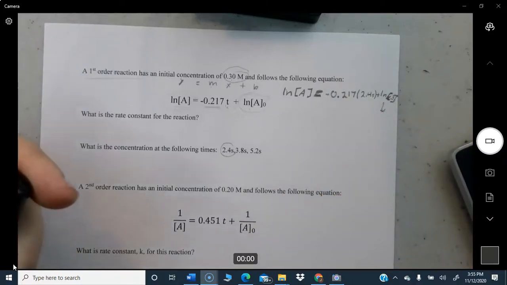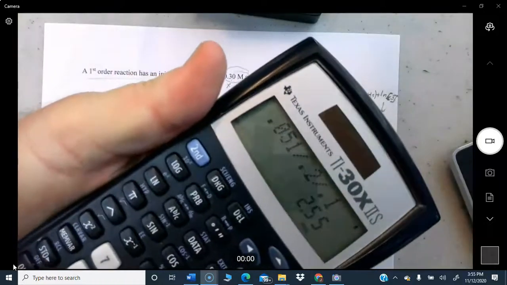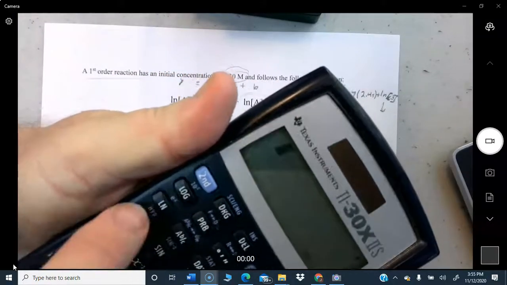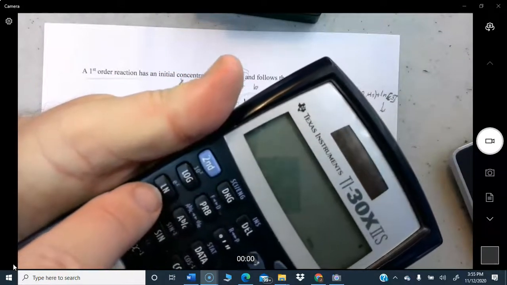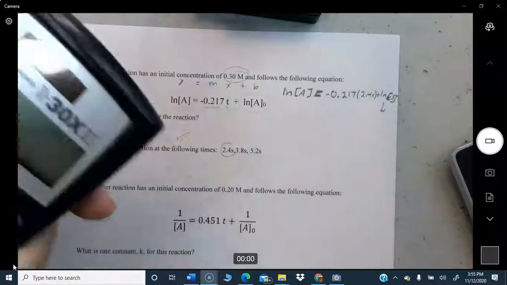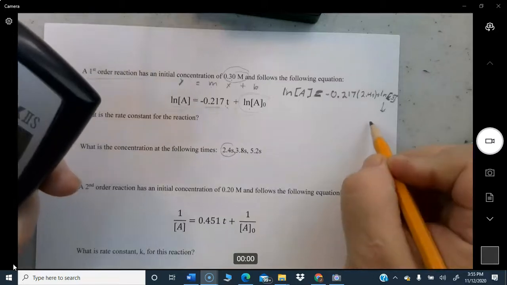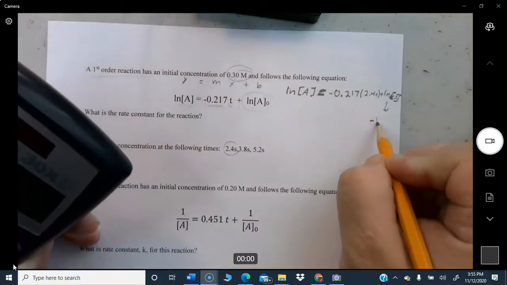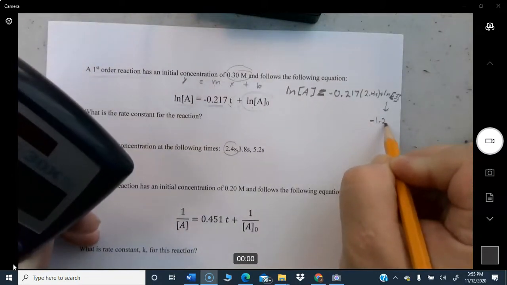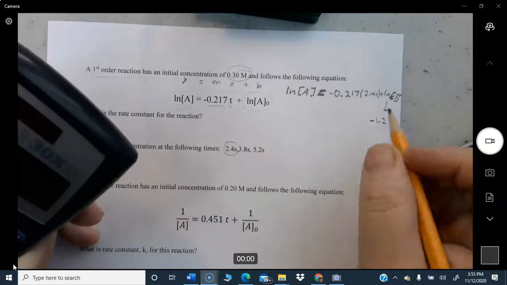on your calculator. Again, you need a calculator with an ln on it. Right there I have an ln button. Again, if you need one of these calculators, come see me. Begging you guys to do that. And it's natural log of 0.3, and that's going to give us negative 1.2. I'll just leave it at that.